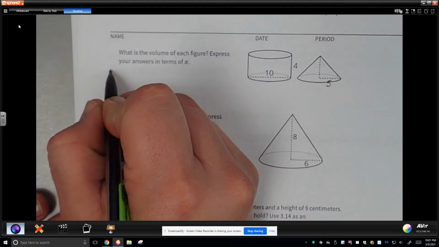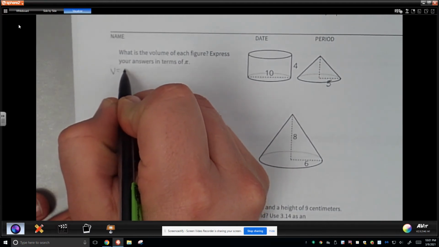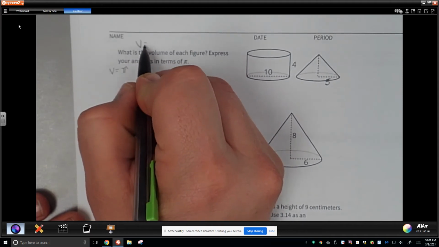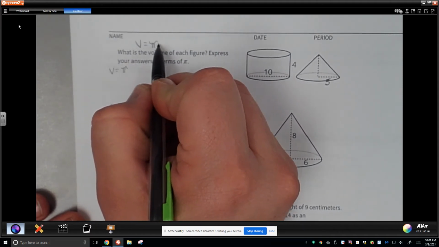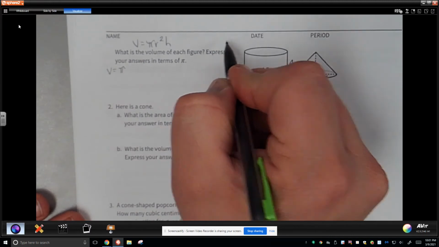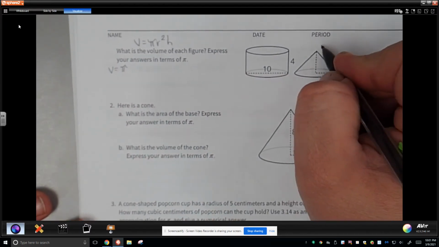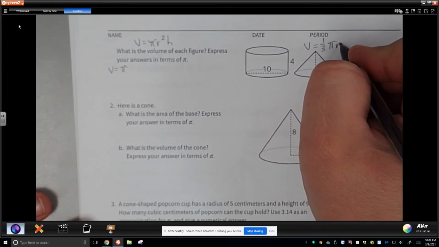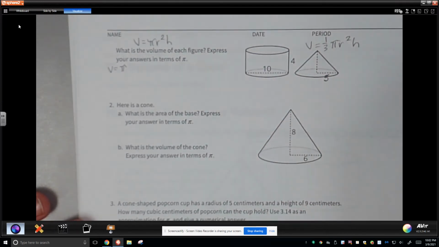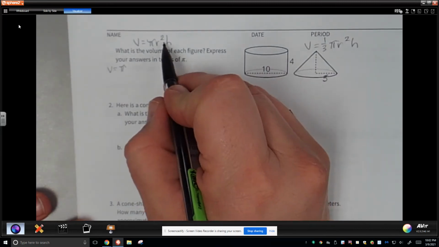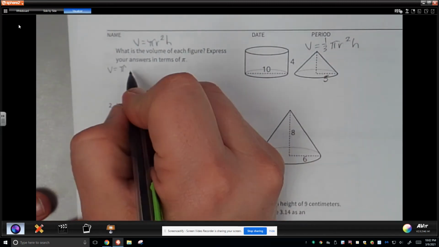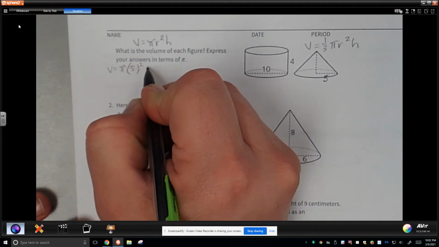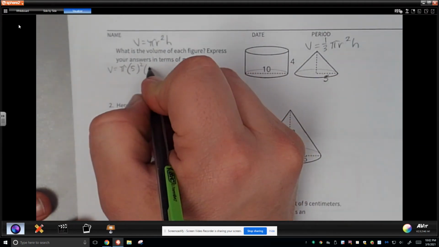We'll start with the volume of the cylinder. Volume is equal to pi times the radius. I'll go ahead and put these up here. Volume is equal to pi times the radius squared times h. And then for the cone, volume is equal to 1/3 the volume of the cylinder. I guess it probably would have made sense to put that formula right here, but we're going to go ahead and go like this. The radius is 5. We're going to square that, and then we'll multiply it by the height of 4.